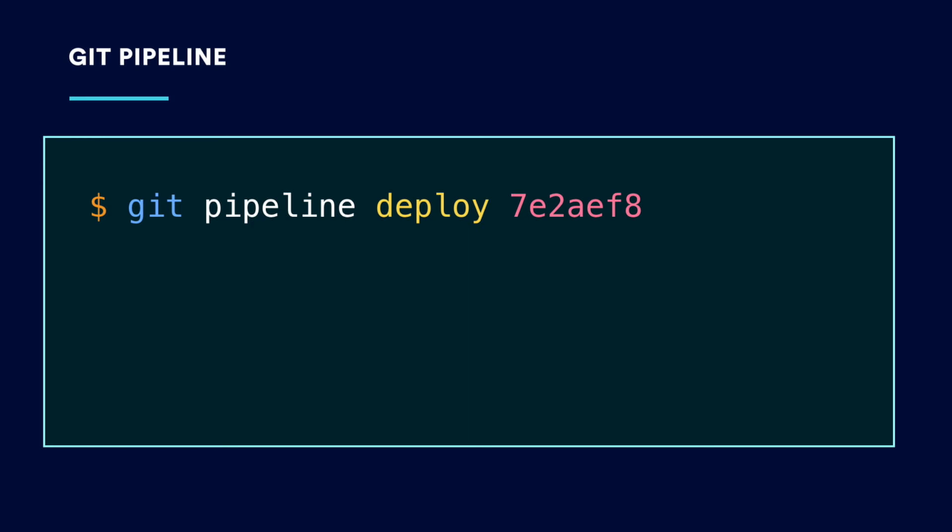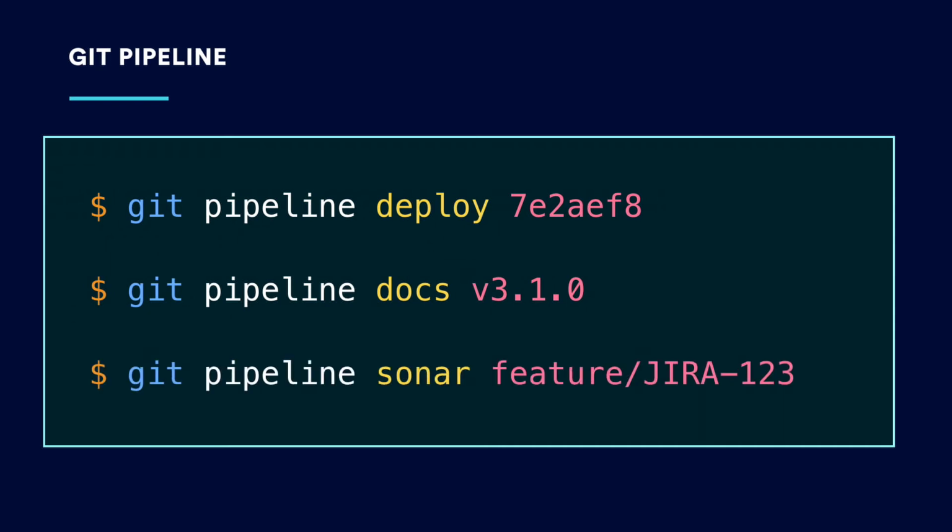Now, when you're dealing with Git services, quite often you need to provide a commit ID or a SHA-1 hash to identify which commit you want to use. Now here we're passing a short SHA, which is the first few characters of a full commit. But sometimes you're not going to want to go and copy that short SHA. You're going to want to use something like a tag instead. So for example, if we're deploying documentation, I could run git pipeline docs and then specify the tag which I'm going to deploy. Or I might want to use something like a feature branch to run some tests or static analysis against a branch that's currently being developed.